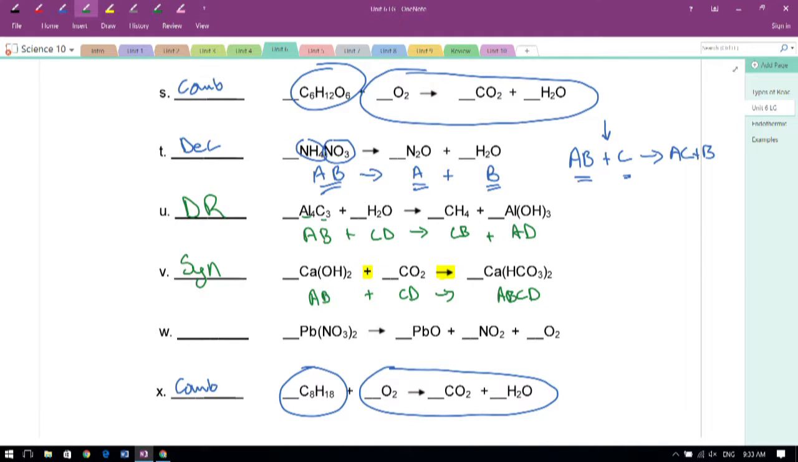PbNO3. So I have two things, again, to start, kind of like AB. And then I have an arrow. And then I have a little A, a little B, and another little B, I guess. They both have the oxygen. Again, it's a little trickier example, but I'm starting with one thing and ending with multiple things. So by definition, the only type of reaction that starts with one thing, what's the only one that just starts with one and ends with more than one?